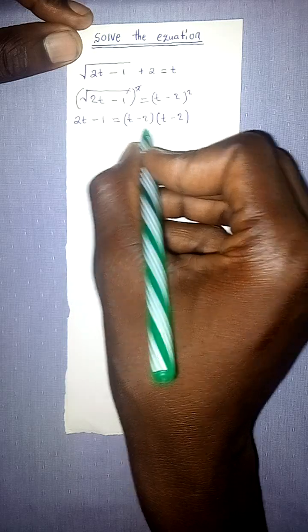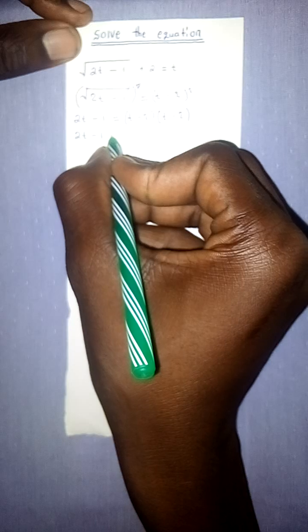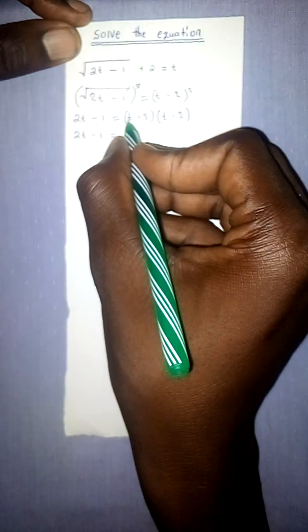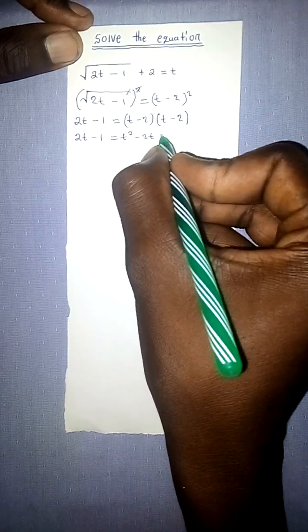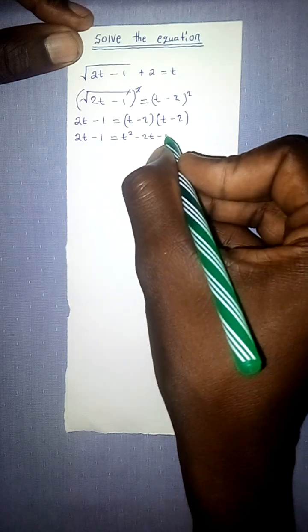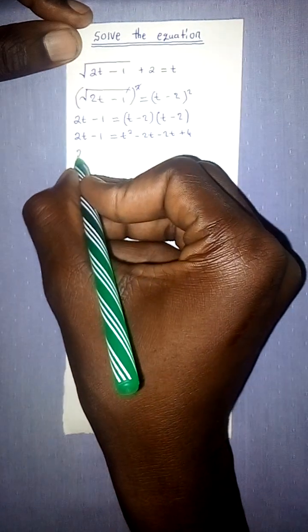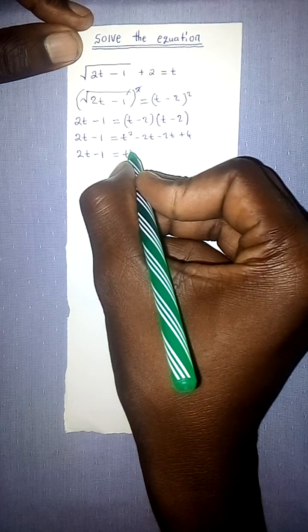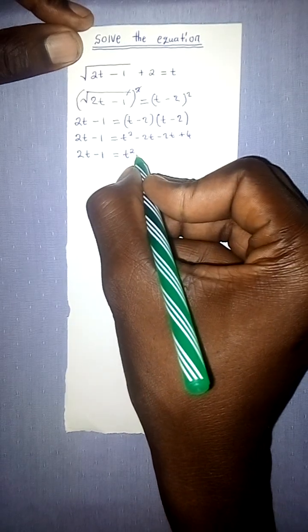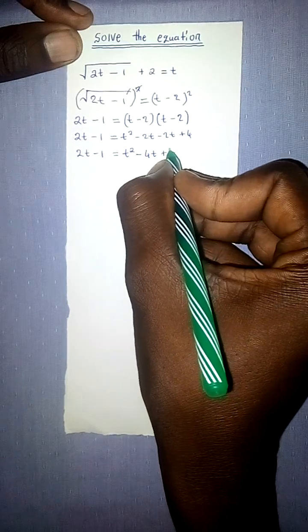So what's next? Well, for this part, we just expand it. So this multiplied by this, it will be t squared minus 2t, this by this, minus 2t plus 4. Yeah, it's all about expanding that part. So after expanding it, we'll have this.